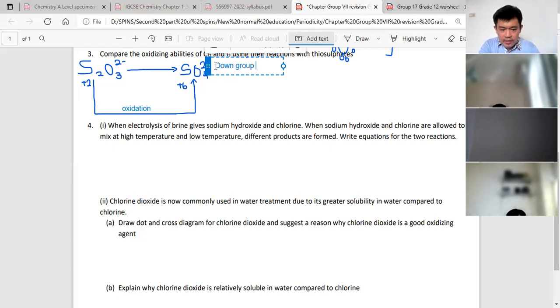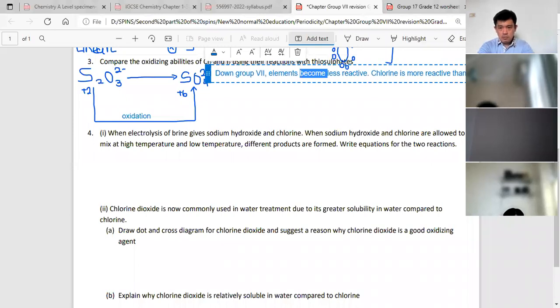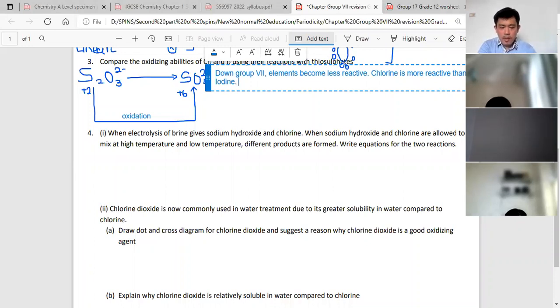Down group 7, the elements become less reactive. Chlorine is more reactive than iodine. Therefore, chlorine is a stronger oxidizing agent.